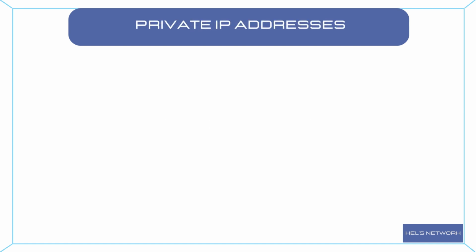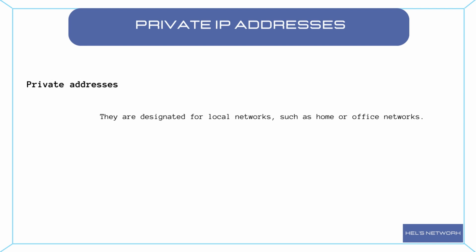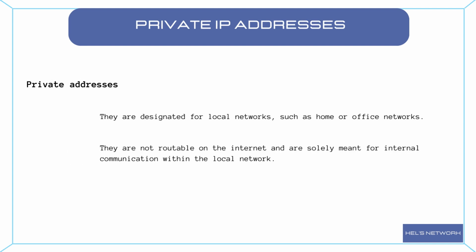In the previous video, we explored the concept of public IP addresses within the IPv4 addressing scheme. Now, let's dive into the world of private IP addresses and discover how they function in computer networks. While public IP addresses are used for devices connected to the internet, private IP addresses are designated for local networks, such as home or office networks. These addresses are not routable on the internet and are solely meant for internal communication within the local network.